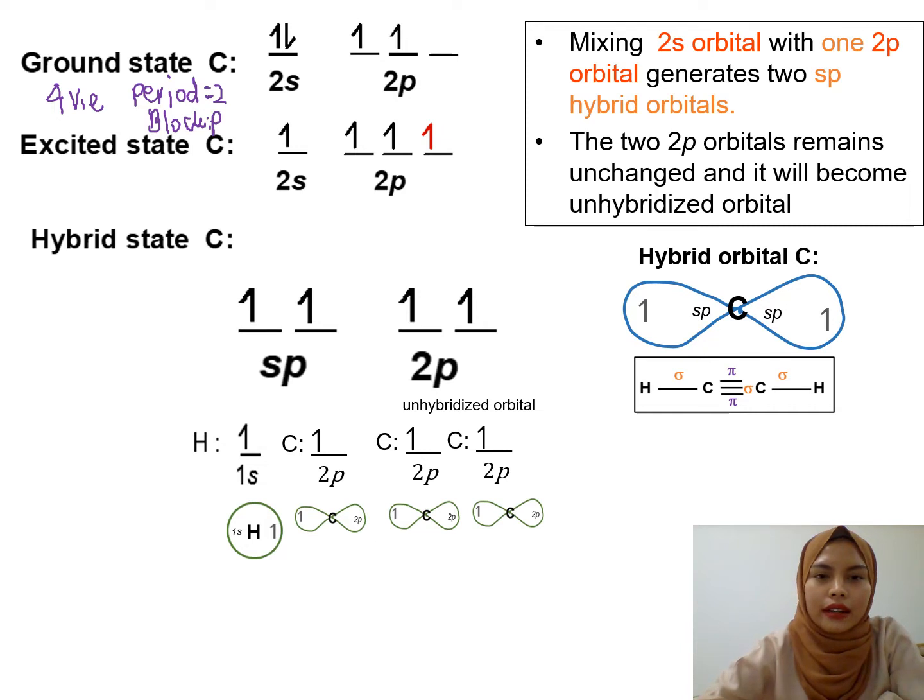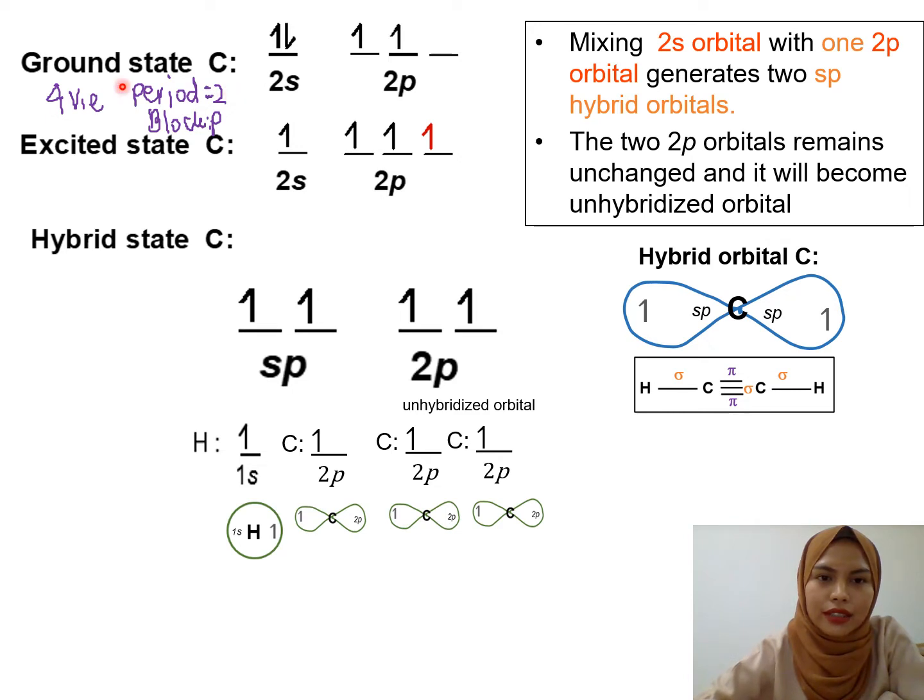Kalau let's say block P, dia punya valence electronic configuration dia kan NS dan juga NP. N tu number of shell. The number of shell dia, since that carbon berada di period yang kedua, that's why dia akan jadi 2S, 2P. Ni kalau kamu nak buat shortcut lah, tak nak buat panjang-panjang electronic configuration of carbon.